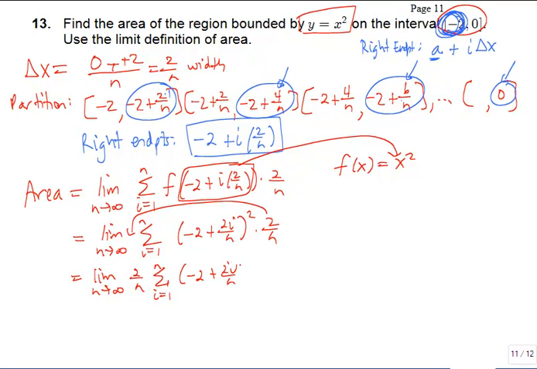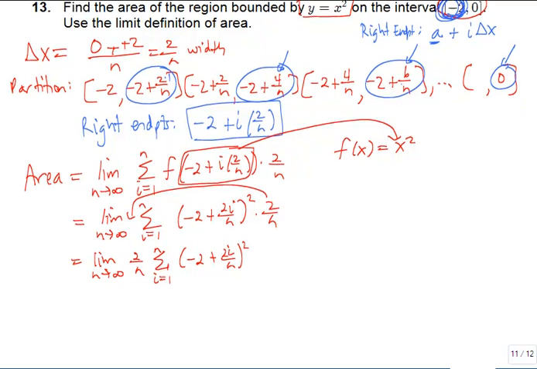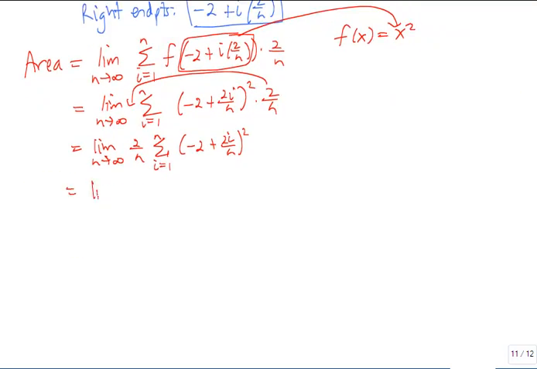Next thing I'm going to do is FOIL out this function so that I can work with it. So this is going to be the limit as n goes to infinity of 2 over n times our sum.